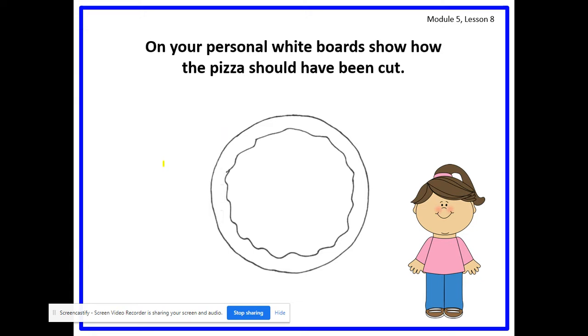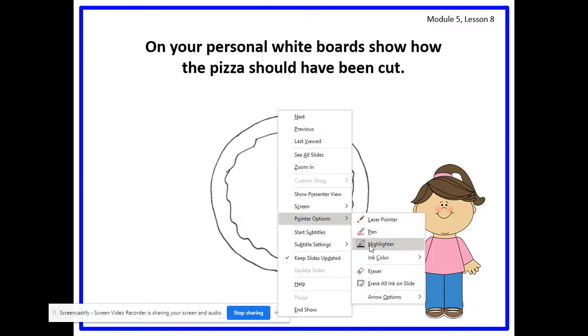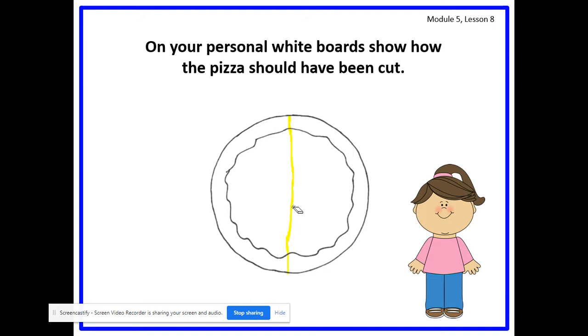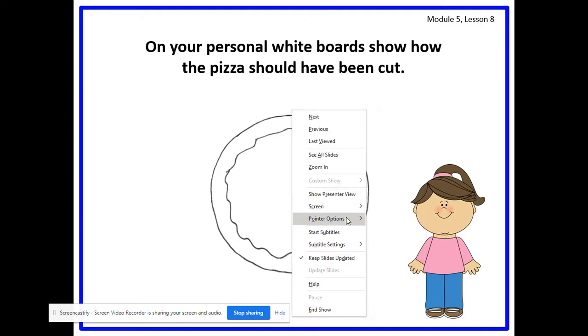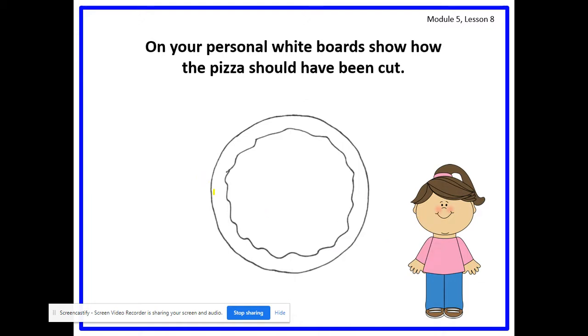So let me go ahead and get my highlighter. So if you put something on your whiteboard that looks like this, you are correct, because now the pizza's cut in half. They're both the same size, and now they're fair shares, right? Very good. Or you could have also done this, which is also acceptable because it's also cut in half and it's also equal. So if you did this, this is also correct.